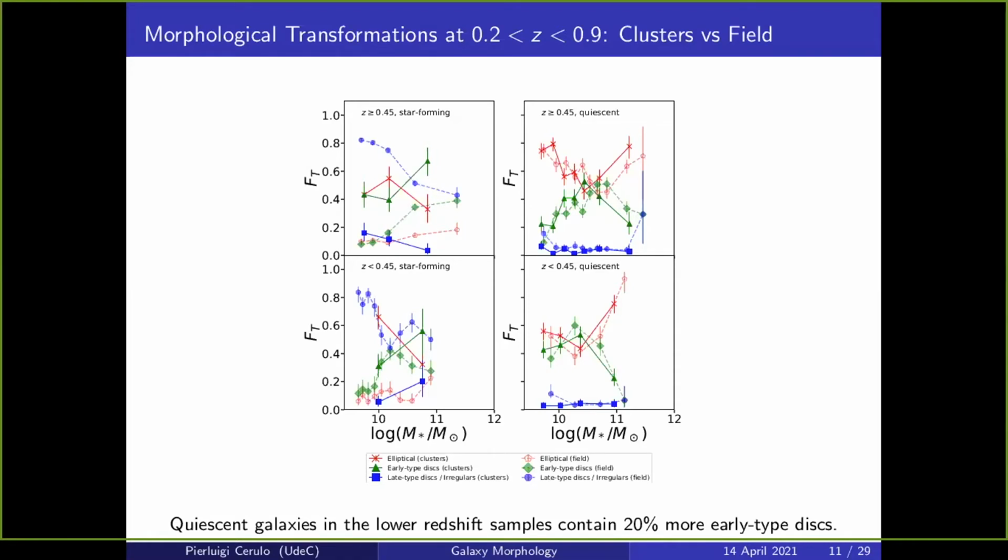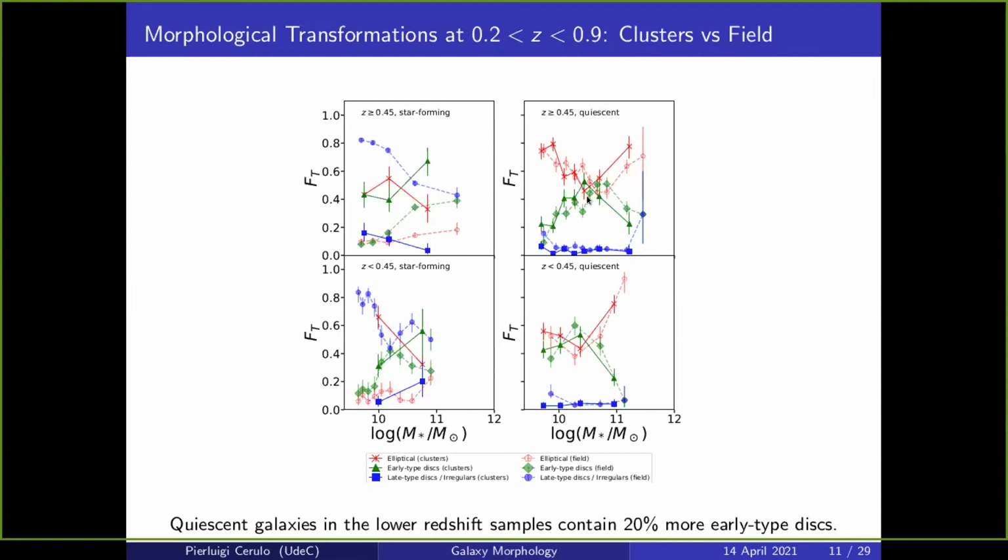As a boundary between the low redshift and high redshift subsamples, we use the median redshift of the CLASH clusters, which is 0.45. In this plot, you see on the left-hand side star-forming galaxies, and on the right-hand side, quiescent galaxies. At the bottom, the low redshift subsample, and at the top, the high redshift subsample. Each plot shows the fraction of morphological types as a function of the stellar mass of the galaxies.